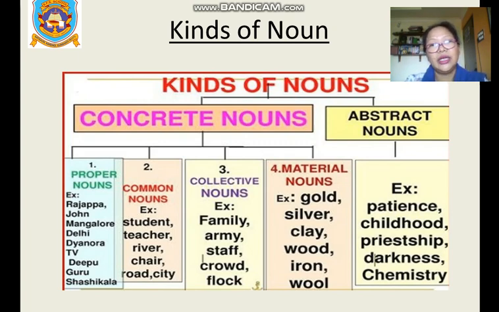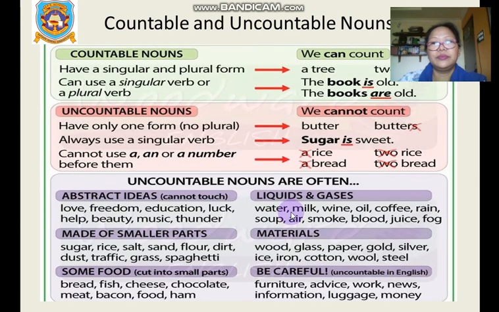And under concrete noun, you have proper noun, common noun, collective noun, material nouns. And under abstract nouns, you have all the qualities like patience, childhood, beauty, intelligence, honesty. These are all abstract noun. Then today we will discuss countable and uncountable nouns in a little detail. Now countable nouns are the nouns which you can count.